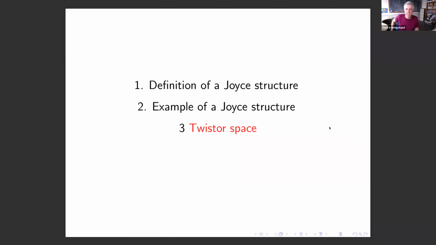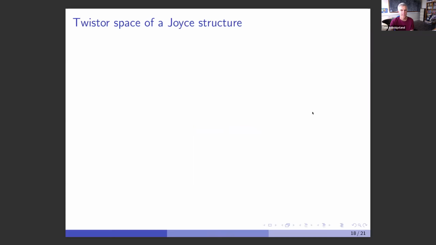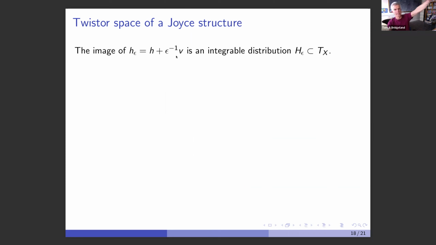Okay, so one interesting thing you can do with this space is consider the twistor space. So any hyperkähler manifold has an associated twistor space. And you can define it straight from this pencil of connections we were considering before. So remember we had this nonlinear connection, H epsilon. So that was a map from the tangent bundle downstairs to the tangent bundle of X. And the condition that it's flat is basically saying that its image is an integrable distribution in T of X. Okay, so it's closed under the Lie bracket on the tangent bundle. Okay, so that means that you can try and form the space of leaves of this distribution.